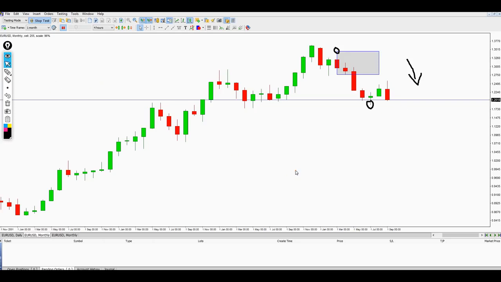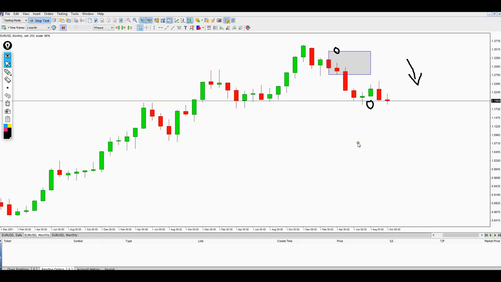So let's just see what happens. I've not quite reached that level. One more candle close can tell me if this is going to be a pivot. Now, this is now a pivot point right here.